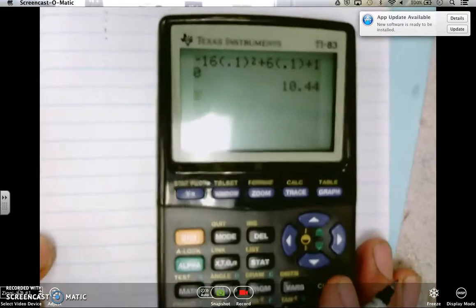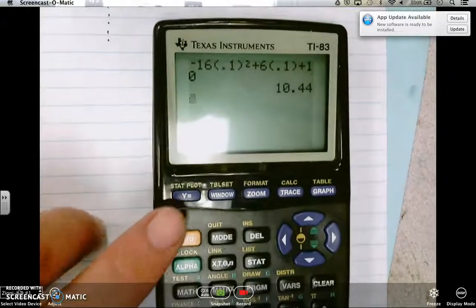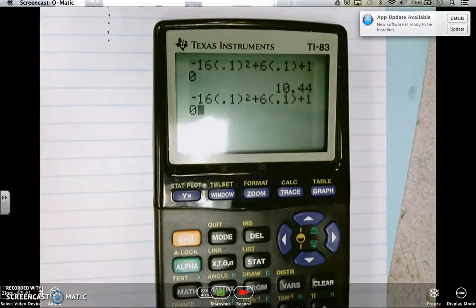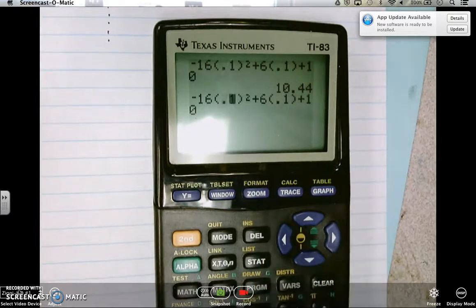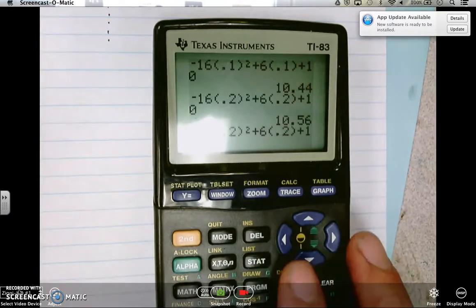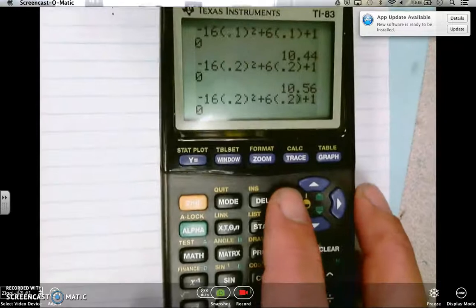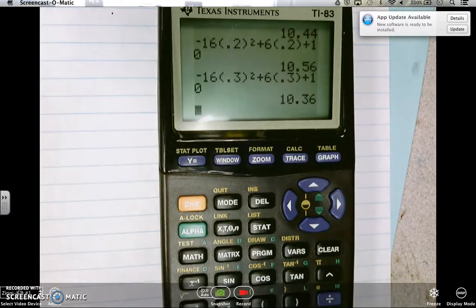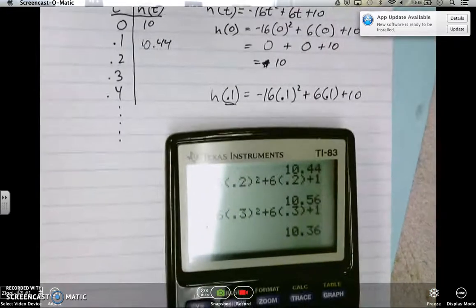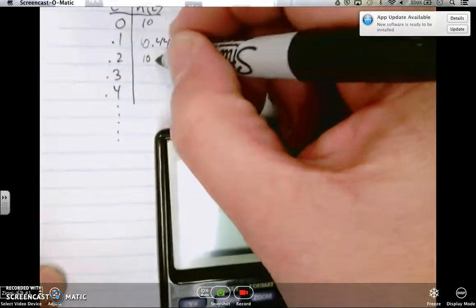Now here's the real power of these calculators. If you press second and then the enter button, it brings back everything you just typed. And now we can just change this to a 0.2. And if you want to do that again, press second, enter, and let's change everything to a 0.3. And so you can go through like that. So the table of values shouldn't take a whole lot of time if you have the calculator.